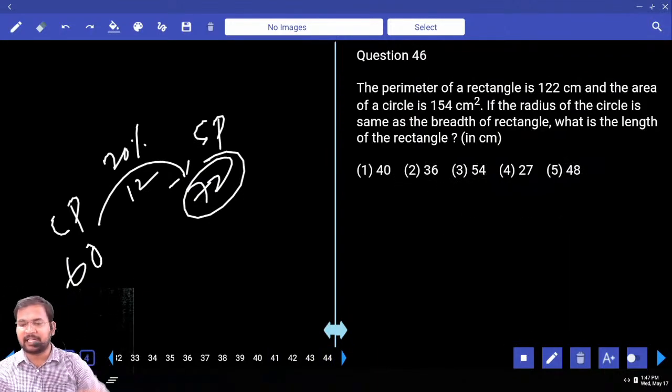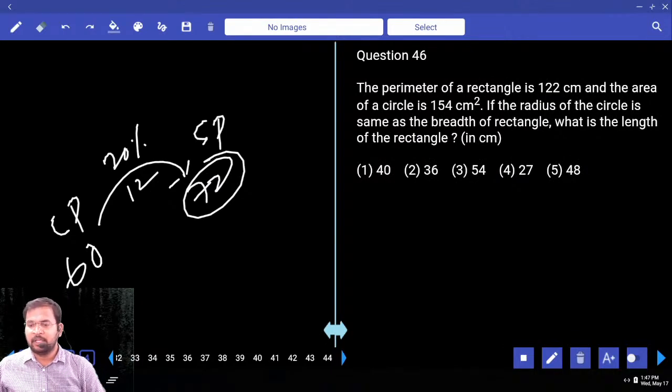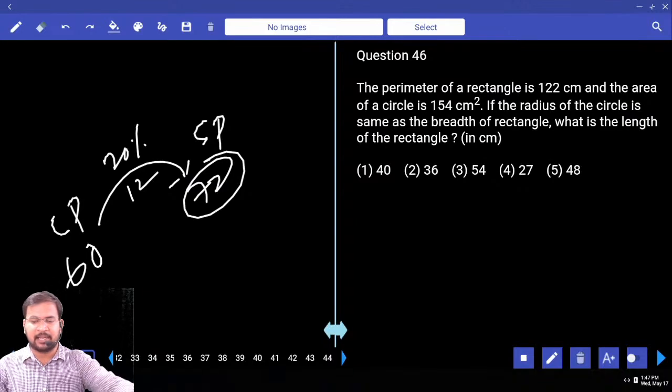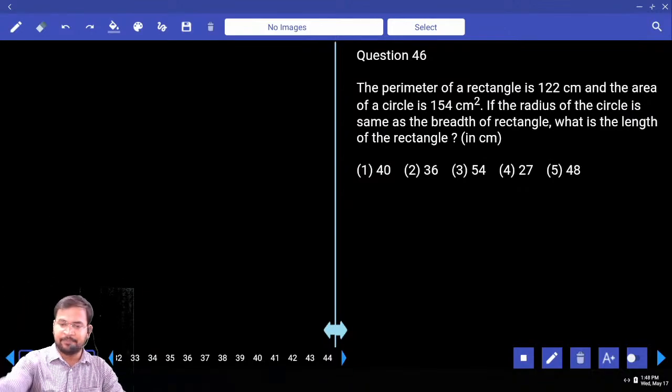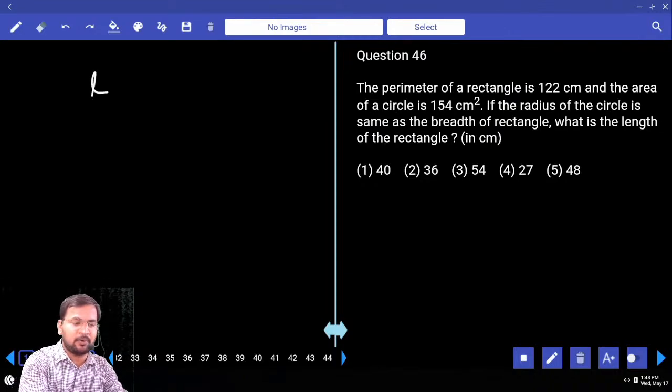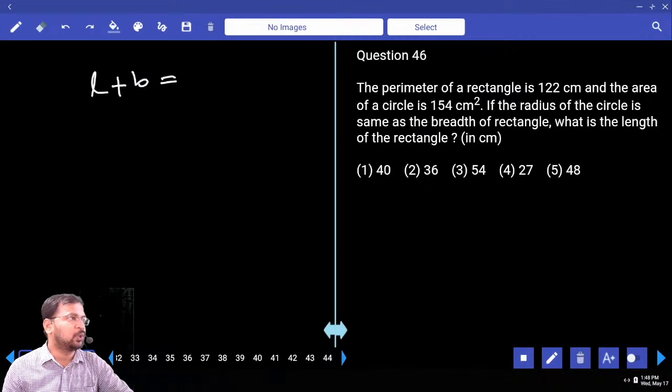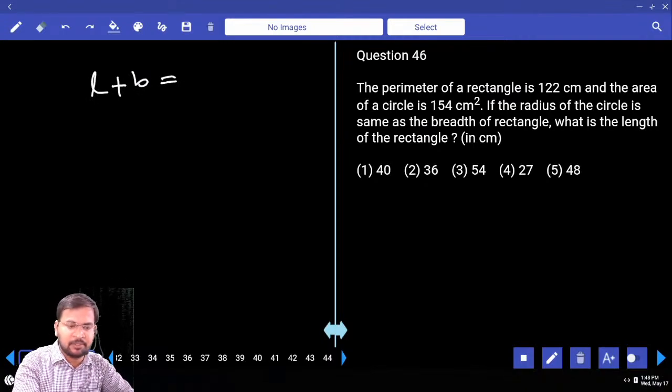The perimeter of the rectangle is 122 centimeters and the area of the circle is 154. The radius of the circle is the same as the breadth of the rectangle. So, what is the length of the rectangle? Perimeter of the rectangle is 122, and perimeter is nothing but 2 times (L plus B). 2 times (L plus B) is 122. Then 1 time (L plus B) is how much?